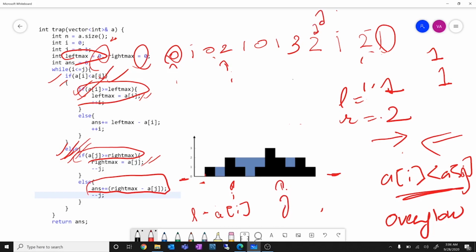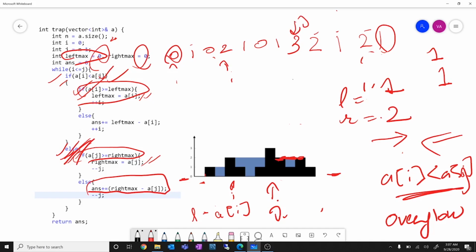In the next step, again this if condition is satisfied, right? Is my A of j greater than equal to right max? Yes, it is. So this means that between this building and this building, no additional water can be stored, right? You can see here, no water can be stored. Whatever water could have been stored is already stored in the previous iteration. So this time I just simply update my right max, which is already 2, so I don't need to make that change. I'll simply decrement my j, right? So I decrement my j. J comes here and my j comes here.